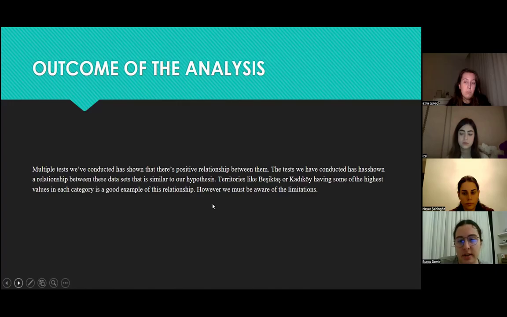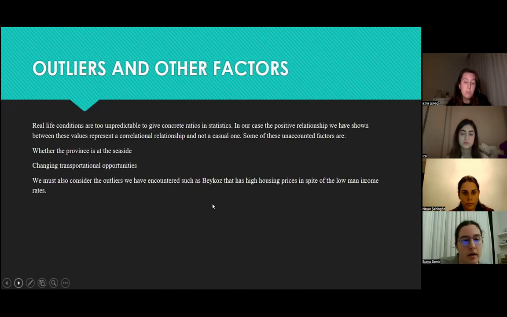Territories like Beşiktaş and Kadıköy having some of the highest values in each category is a good example of this relationship. However, there are some limits. Real life conditions are too unpredictable to give concrete ratios and statistics. In our case, the positive relationship shown between these values represents a correlational relationship, not a causal one.